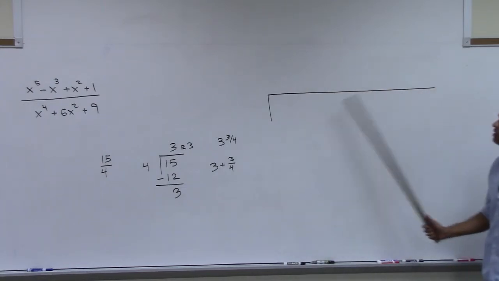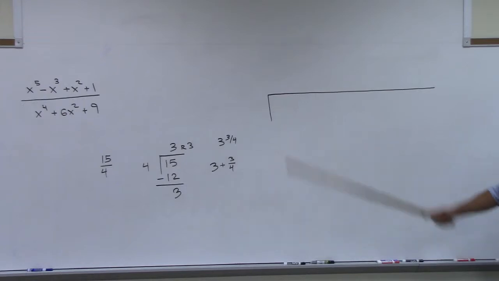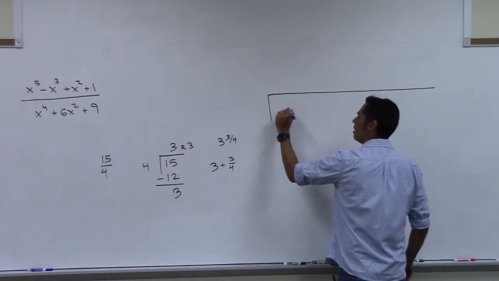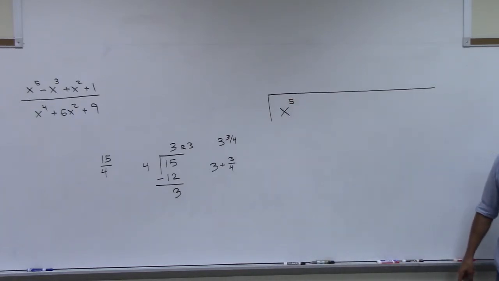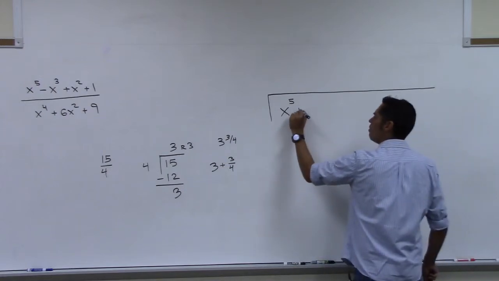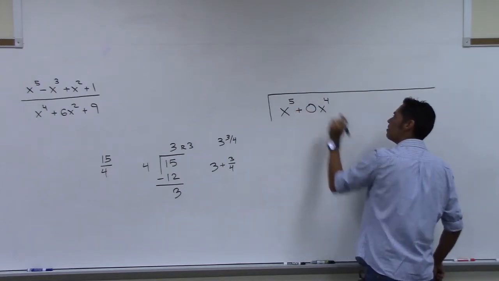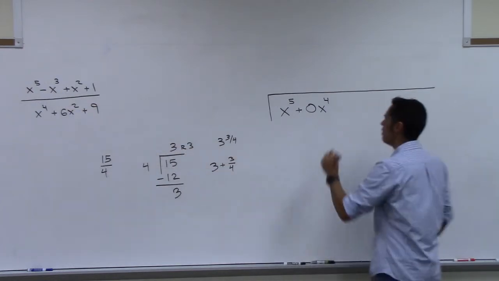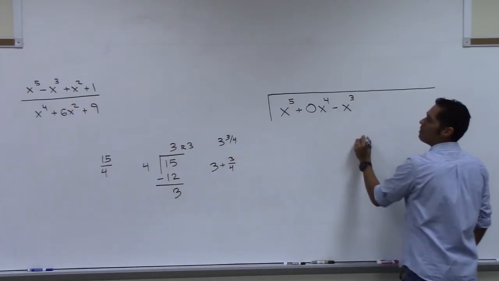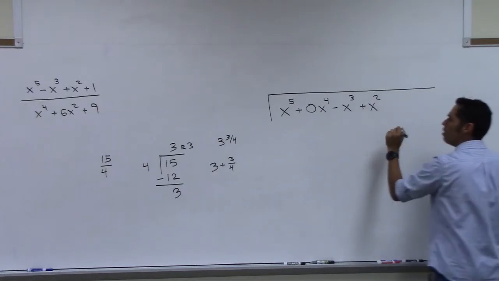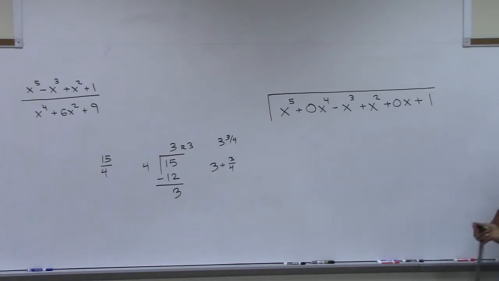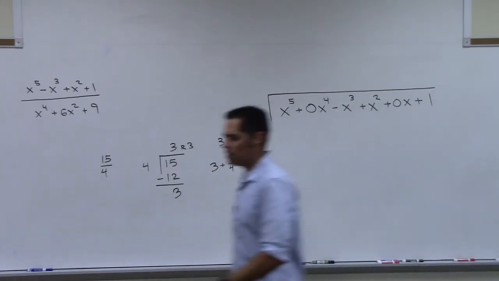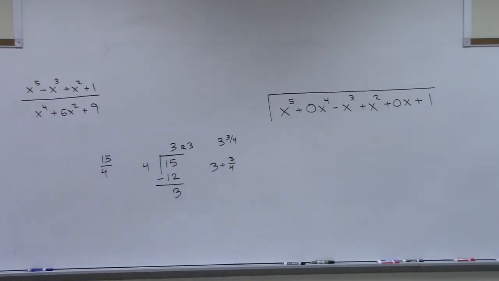Okay, so inside the long division box, we put the numerator, don't we? And we have to be very careful that we put it in descending order, highest power of x down, and that we account for any gaps. So we have no x to the 4th here, we put 0x to the 4th. Then we put minus x cubed, and then plus x squared, and then plus 0x, and then plus 1. Why do we put those zeros in there again? I forgot. Placeholders. Those are just to give ourselves positions to place things later.